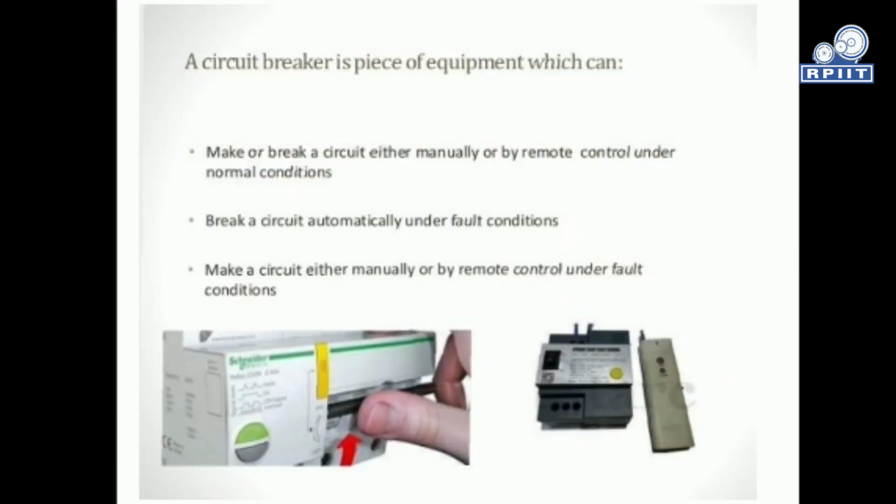A circuit breaker is a piece of equipment which can make a circuit or break a circuit either manually or by remote control under normal condition, break a circuit automatically under fault condition, and make a circuit either manually or by remote control under the fault condition. So this is the actual view of your circuit breaker.